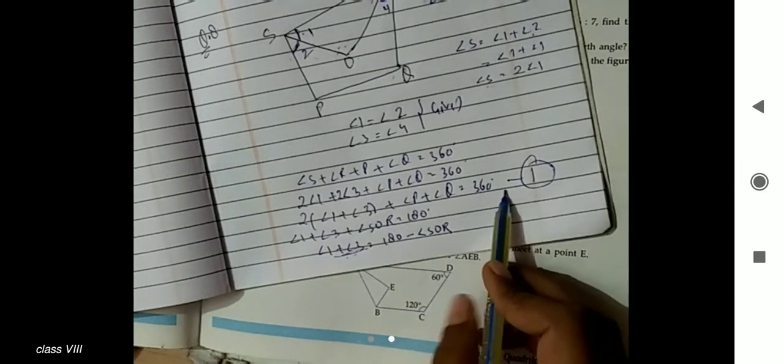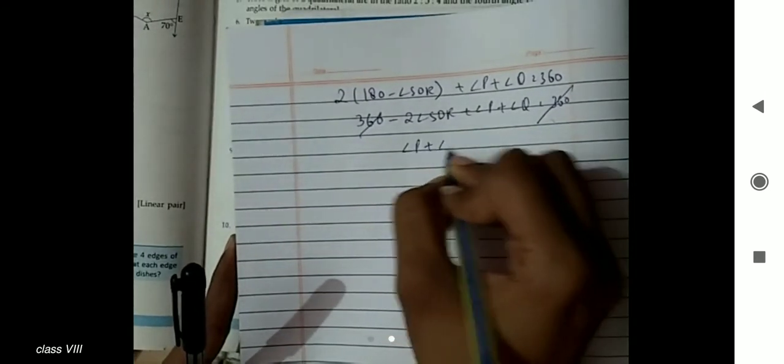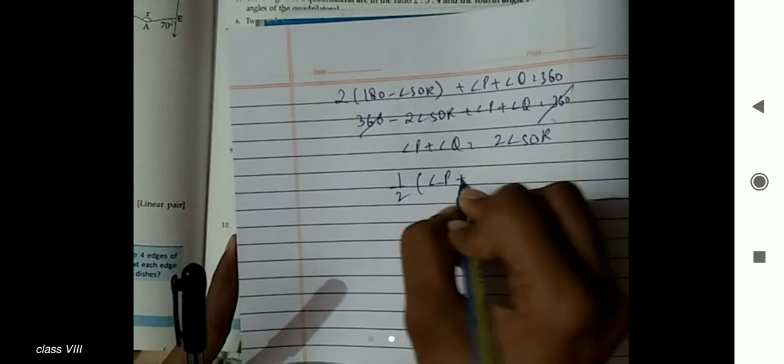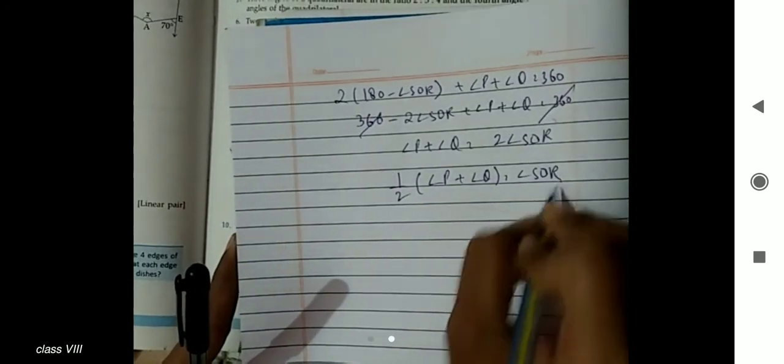Yes, I can write. So what I will do, I will substitute into the first equation. Here it is written 2 times angle 1 plus angle 3. So in place of angle 1 plus angle 3, I will write 2 into 180 minus angle SOR. So I will write here 2 into 180 minus angle SOR plus angle P plus angle Q is equal to 360 degrees, or it will be 360 minus 2 times angle SOR plus angle P plus angle Q is equal to 360 degrees. This 360 will cancel out. Because we want to make it positive, this 2 will come down, and thus we are done. We were supposed to prove this: angle SOR is equal to half of angle P plus angle Q.